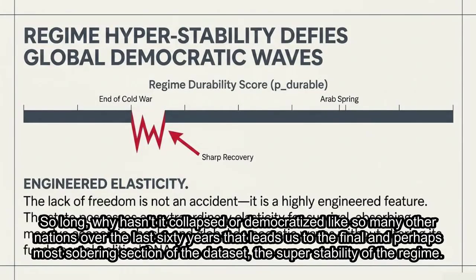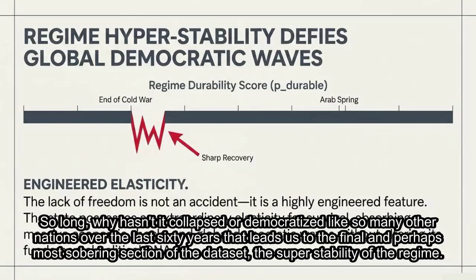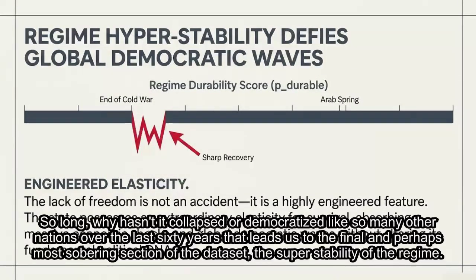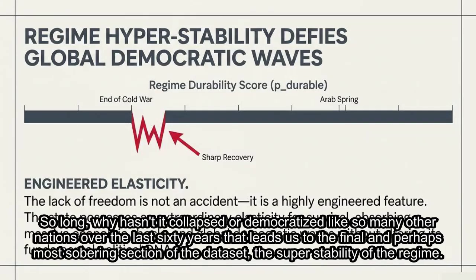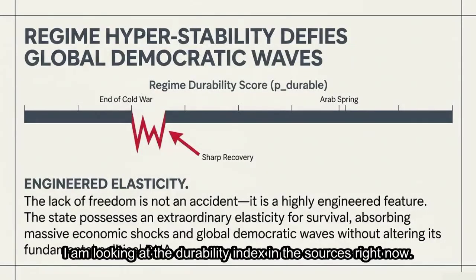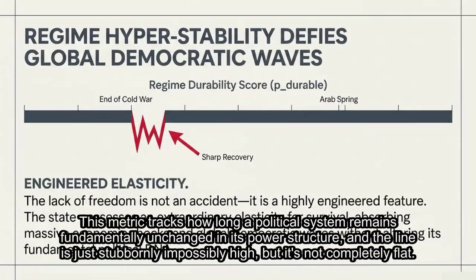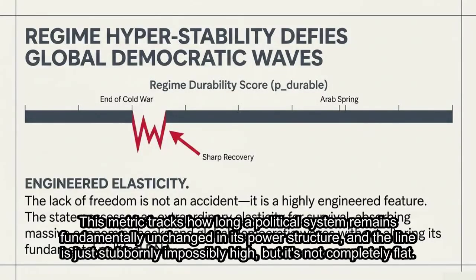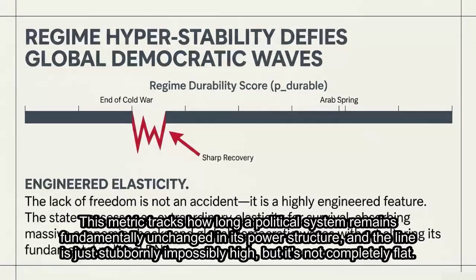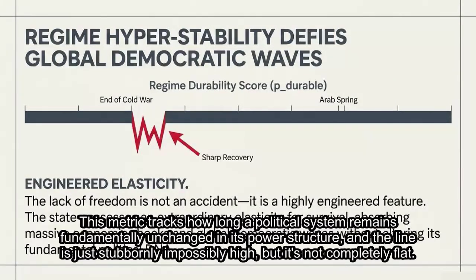Any political scientist looking at those ingredients would predict an imminent revolution. How on earth has this political system survived so long? Why hasn't it collapsed or democratized like so many other nations over the last 60 years? That leads us to the final and perhaps most sobering section of the data set, the superstability of the regime. I am looking at the durability index in the sources right now.